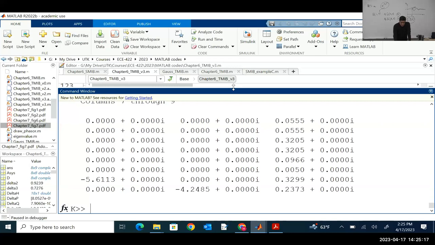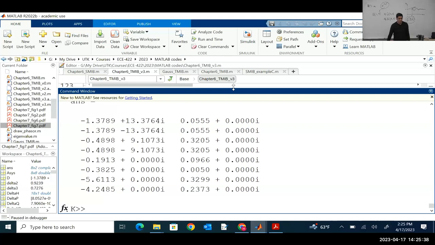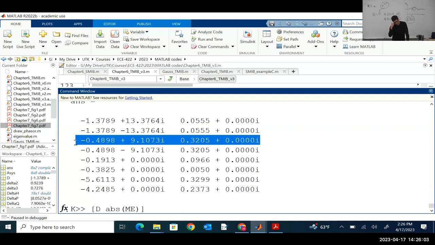Oh, I'm sorry. D is 8 by 8, I'm sorry. So D needs to be just a column vector. There. Yeah, this is that absolute value, and it shows an imaginary term because the first column is complex. But we just look at this number. The highest one is this, and this is exactly the mode we had been discussing. This is the most energetic, the two machines oscillating together with the infinite bus.